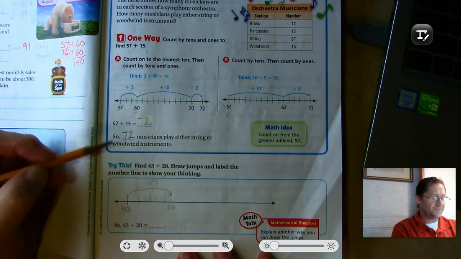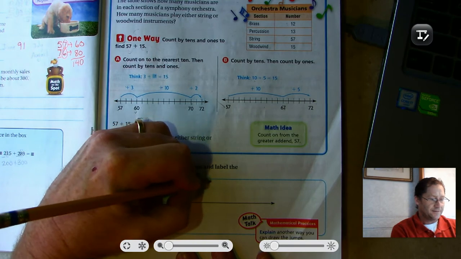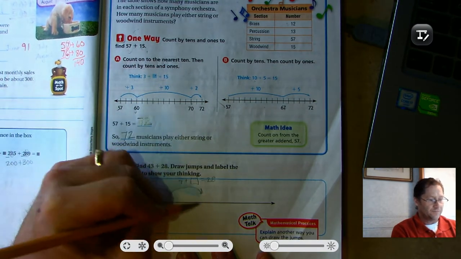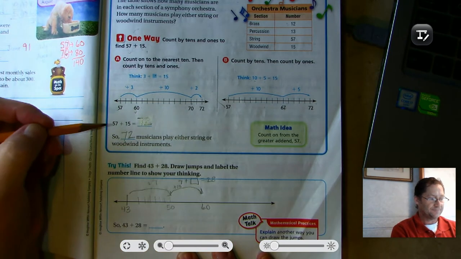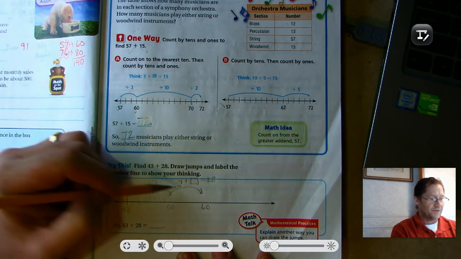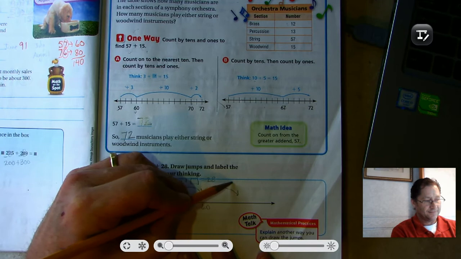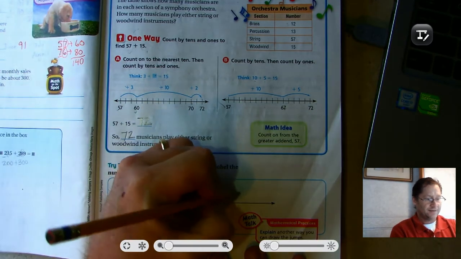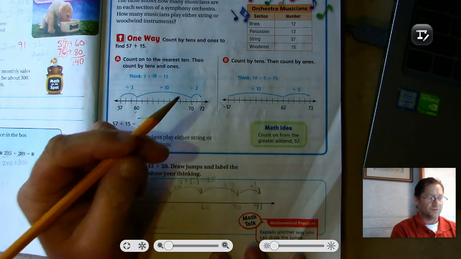So 43 plus 7 is 50. So 7 plus what is 28? I know that plus 10 more would get me to 60. 10 plus 7 is 17, so I can do another 10. Now I'm at 27 and add 1 more jump, so 71.